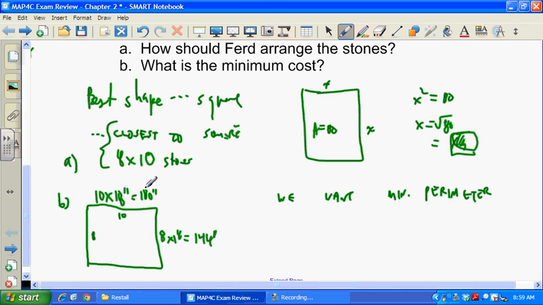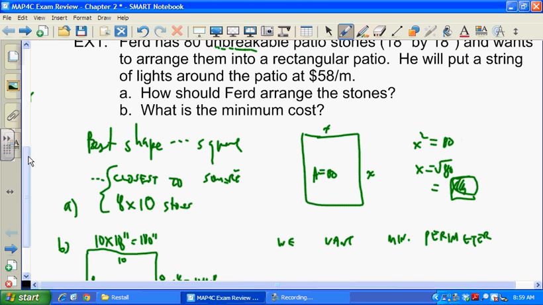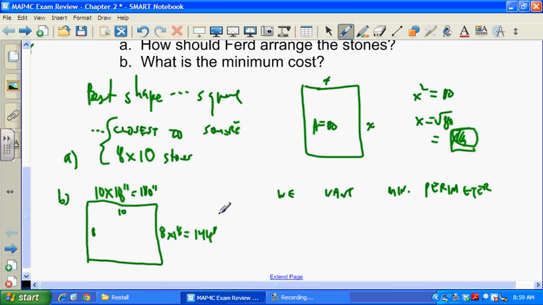Now, of course, you see this is in inches, and the string of lights is in meters, so we're going to have to adjust this as well. So how do we do that? Well, I'm going to find the perimeter in inches, because it's just 180 plus 144 plus 180 plus 144. The perimeter in inches is 648 inches. And then I can use one of my conversion factors, which we did quite a bit.